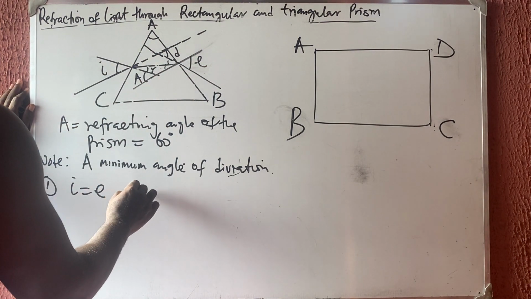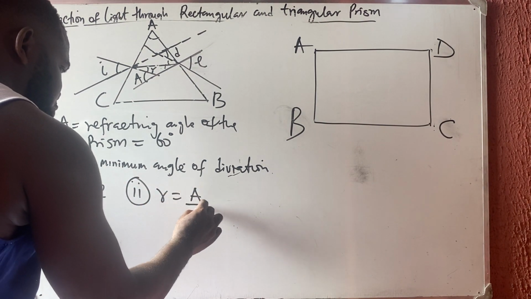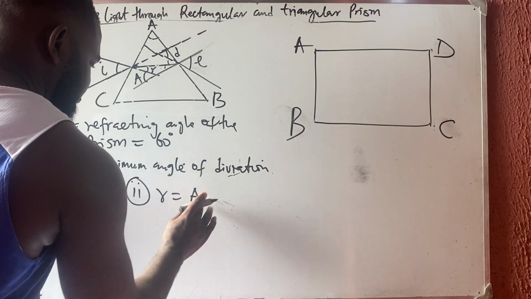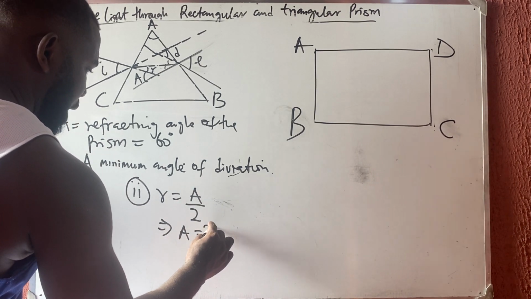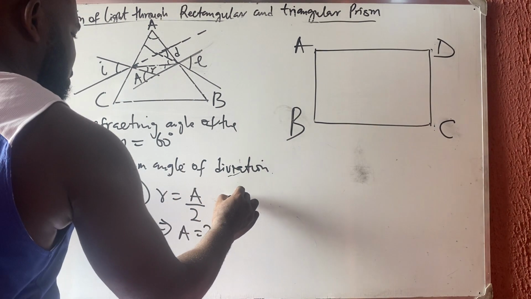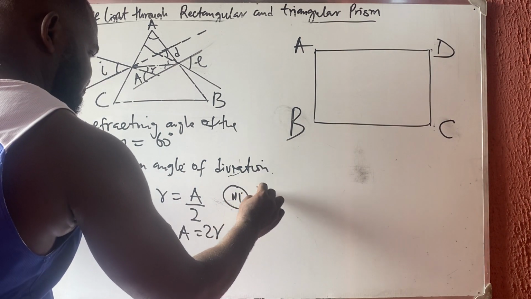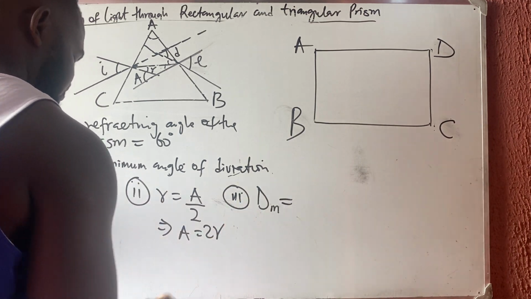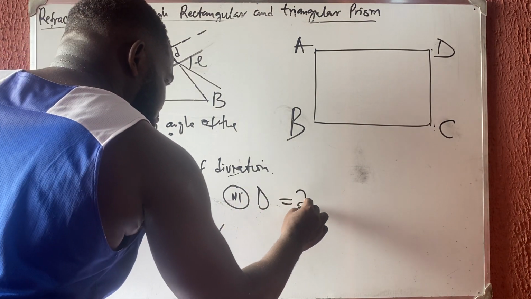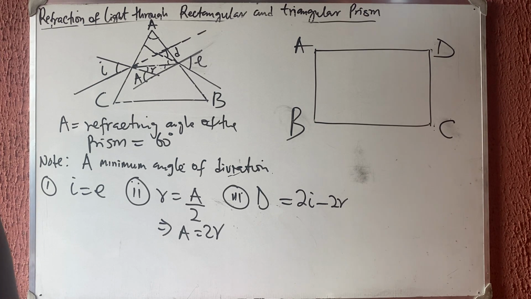Then secondly, at minimum angle of deviation, you should know that our r is equal to A over 2. Or if you want to get your A, it implies that our A is equal to 2r. Then number 3, at minimum deviation, the minimum deviation, let me represent it with capital letter D, is given by 2i minus 2r.